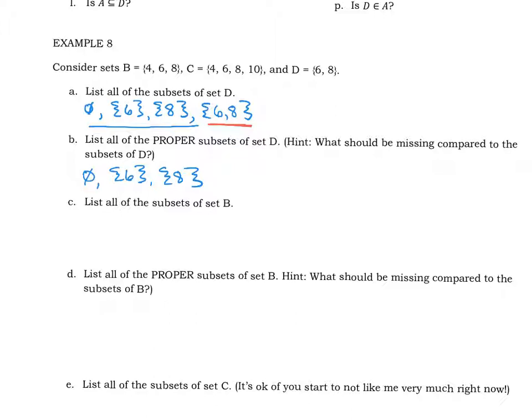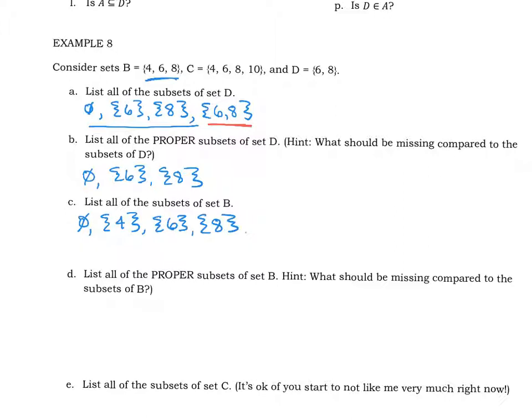Okay, so part C asks us to list all the subsets of set B. Now, set B, if you'll notice, has elements 4, 6, and 8. So we're going to do this methodically as well. Let's list all the subsets with 0 elements. 1 element, well, shouldn't we expect a subset with 4 in it, 6 in it, and then 8? Okay, there's our 1 element.